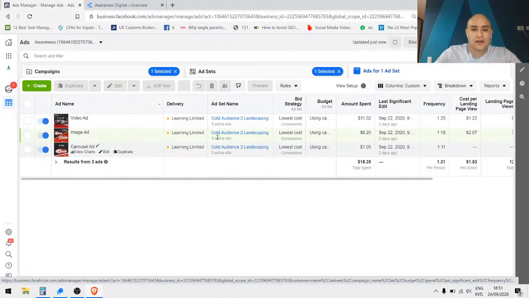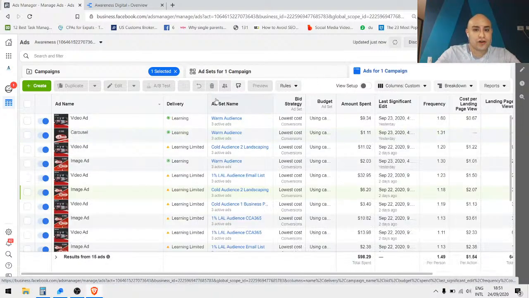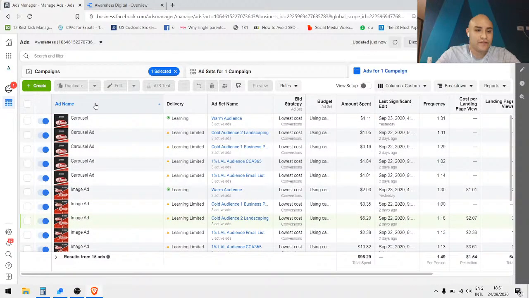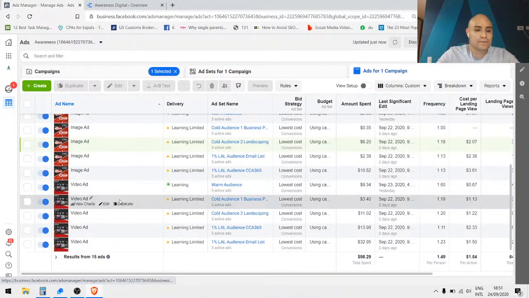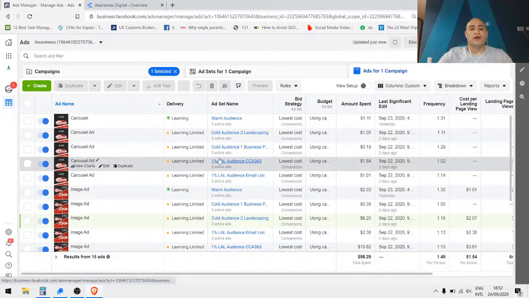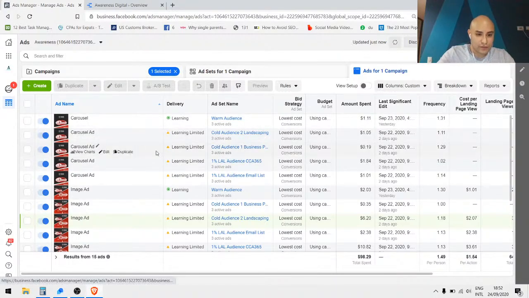So I'm gonna click this off. Hope this doesn't overwhelm everybody. Now you can see it all, right? If you look at how many carousel ads we're running, how many image ads, how many video ads, it all totals up to 15. And you can see the ad set name, cold audiences or lookalike audiences, and that's what we're doing.